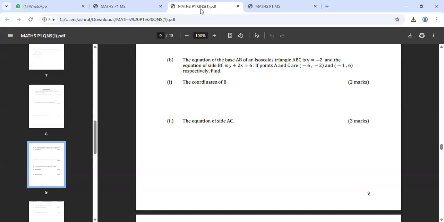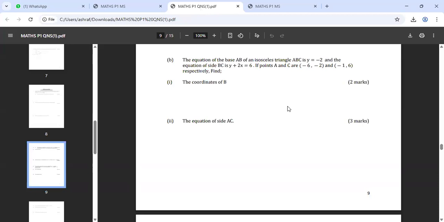Yes, Hugo? Unmute yourself. 8/5. Good. 8/5 is the gradient. Then using that gradient and one of the points, find the equation of the line. Yes, John? 5y is equals to 8x plus 38. Good. Any question?